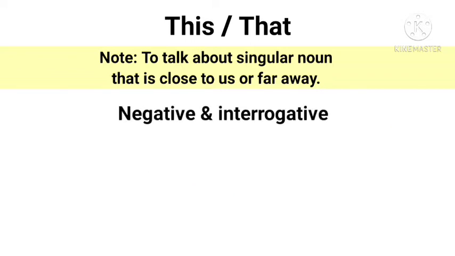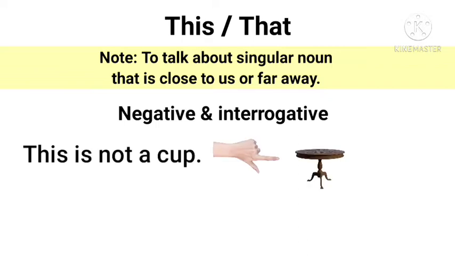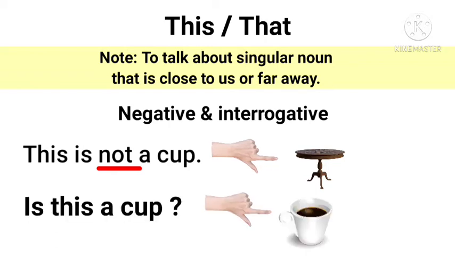Negative and interrogative sentences. Example number 1. This is not a cup, because this is a table. So in negative sentences, we use not. This is not a cup. Interrogative sentence. Is this a cup? In interrogative sentences, we always use is at the beginning and we use a question mark at the end of the sentence.